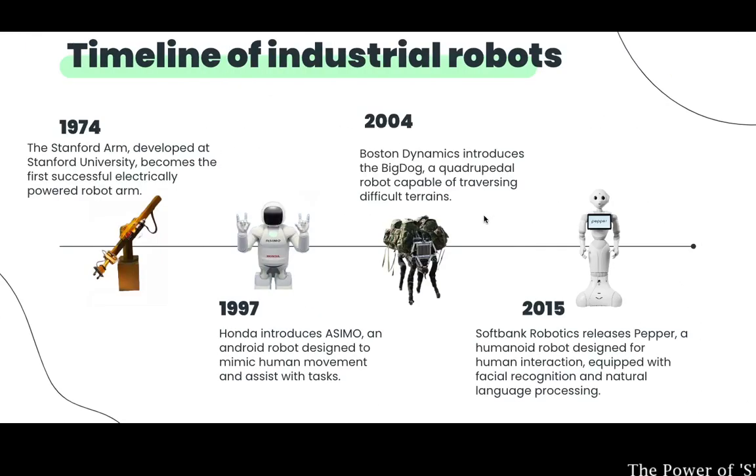But let's look at the timeline of these industrial robots. In 1947, the first Stanford arm was developed, becoming the first electrically powered robot arm. This was a major breakthrough, allowing other people to take inspiration and carry the leap. And in 1997, very soon after, because we are speaking in terms of technology, Honda introduced ASIMO, an android robot designed to mimic human movements and assist with tasks.